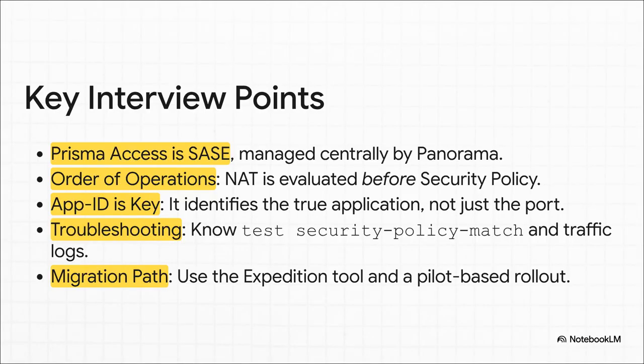1. Prisma Access is the SASE solution and Panorama is its non-negotiable command center. 2. The golden rule, NAT before security policy, always. 3. App ID is king. It's about identifying the true application, not some random port number. 4. For troubleshooting, know your logs and have that test security policy match command in your back pocket. And 5, when they ask about big projects, talk about the professional migration path, using Expedition and a pilot group. If you can nail these 5 points, you're showing them you really, truly get it.